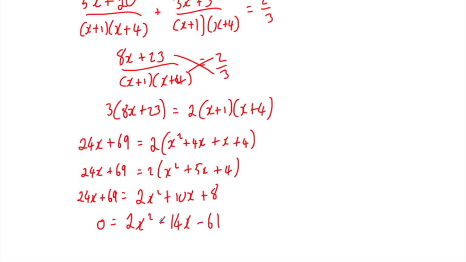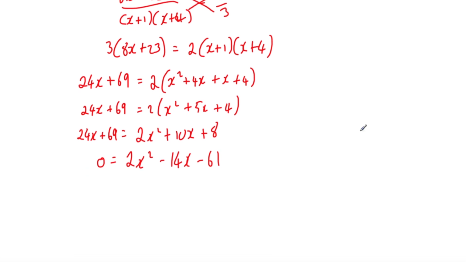Now remember, the question did say to give our answers to 2 decimal places, and when we look at this, it probably doesn't factorize. So let's write down our values for a, b and c and use the quadratic formula. So a would be equal to 2, b would be equal to minus 14, and c would be equal to minus 61. So we've got our values for a, b and c.